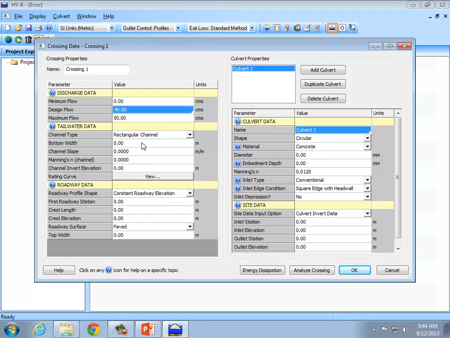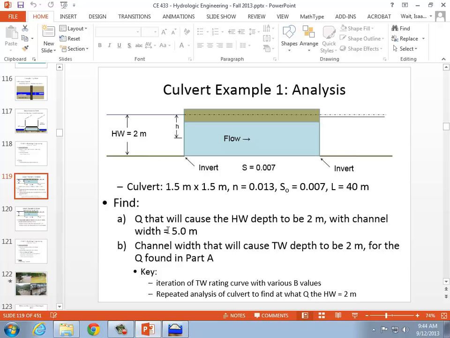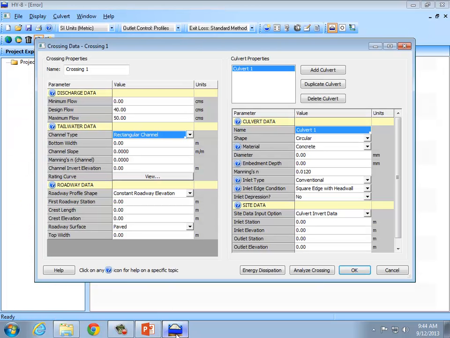Okay, we have to define the tailwater, and this is a rectangular channel, and that's what there is by default. We assumed a channel width of 5 meters. Well, we didn't assume it, it was given in the problem statement. Channel width of 5 meters, so put in bottom width 5. Channel slope, we'll use the same as what the culvert slope was. We'll just match the channel downstream to the slope of the culvert, which was 0.007.